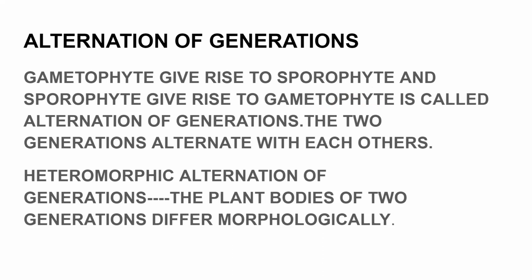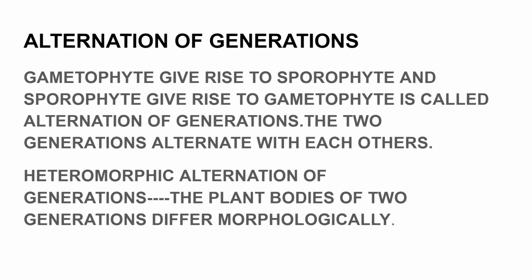So we can say the gametophyte has given rise to the sporophyte and the sporophyte has given rise to the gametophyte. Both have different genetic constitutions. The gametophyte is haploid, the sporophyte is diploid. But the two generations, gametophyte and sporophyte, alternate with each other. And if we see their morphology, the gametophyte is different and the sporophyte is different.